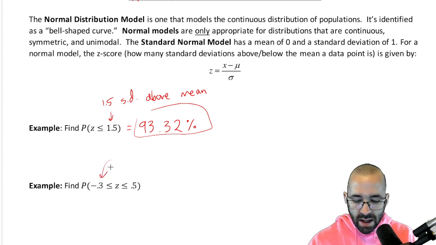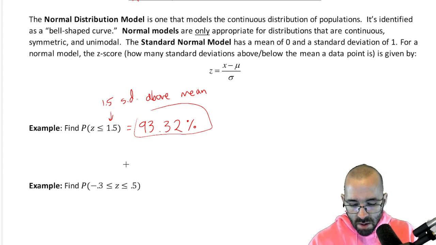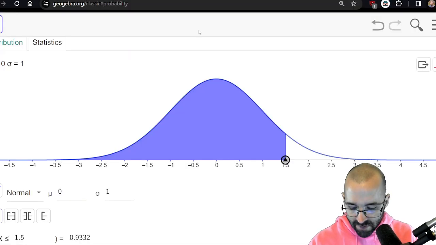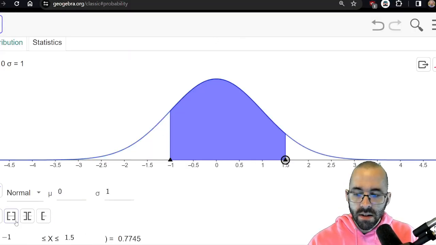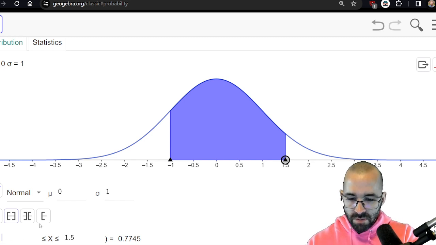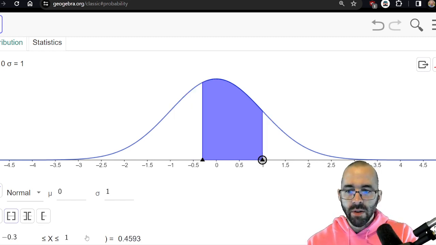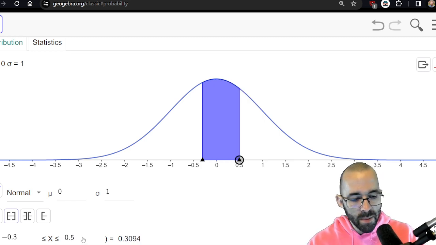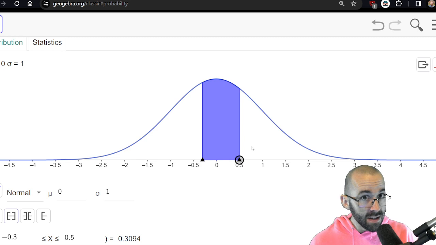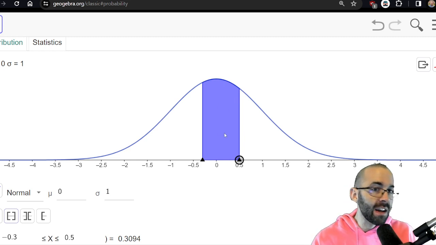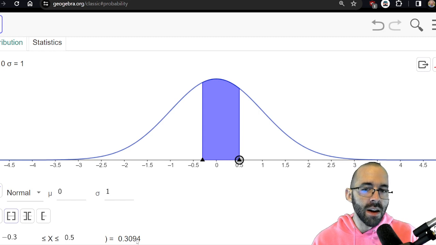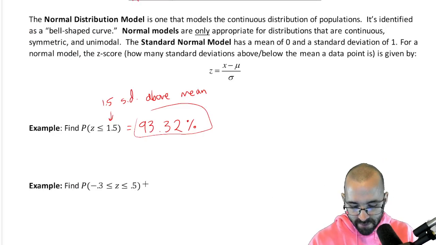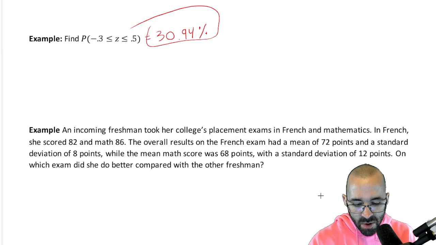What's the probability that we're bigger than about 1/3 of a standard deviation below the mean, but also smaller than 1/2 of a standard deviation above the mean? Well, we just do the same thing. Click the between button. Over here, write -0.3. Over here, write 0.5. That gives us our probability. We can see that probability is the same as what percent of the area is shaded. Either way, we'll get about 30.94%. That's how we can work with standard normal stuff.